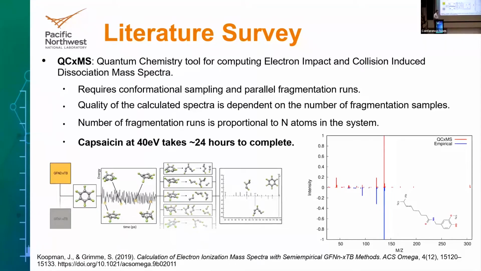Now, the one drawback to this particular approach is that it takes a considerable amount of time to actually get to the end result of a spectra. So for capsaicin, for example, at 40 electron volts, this one prediction took approximately 24 hours to complete across 12 compute nodes. So if you need to do high throughput screening where you need to get a prediction now, not a day from now or a week from now, this is not exactly the best approach.